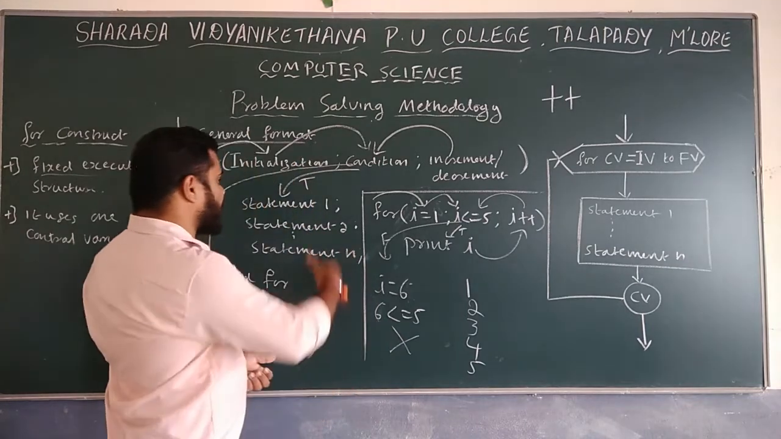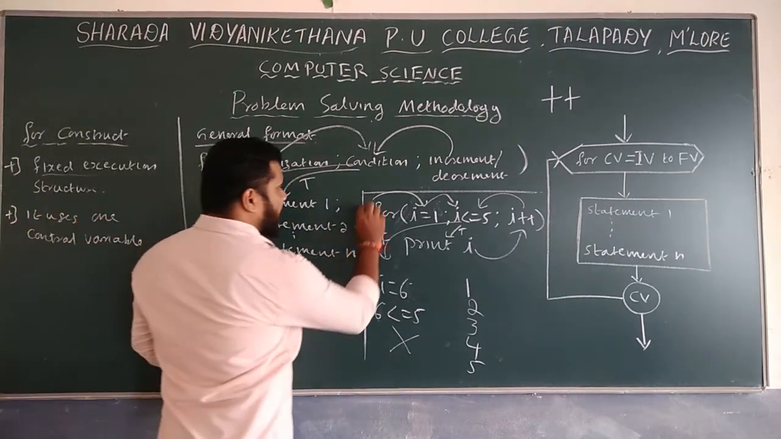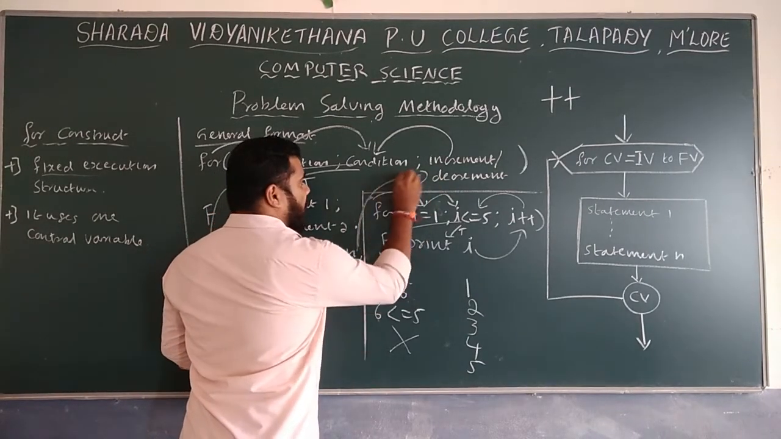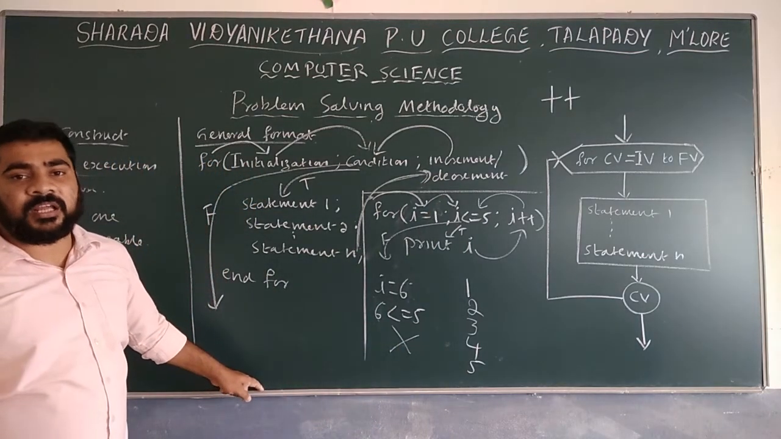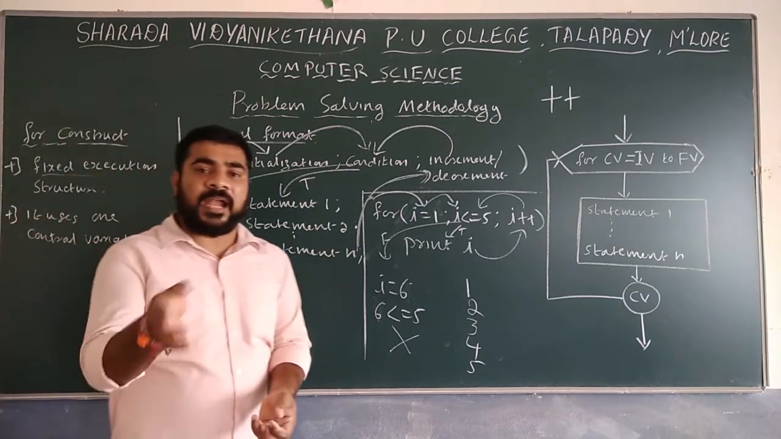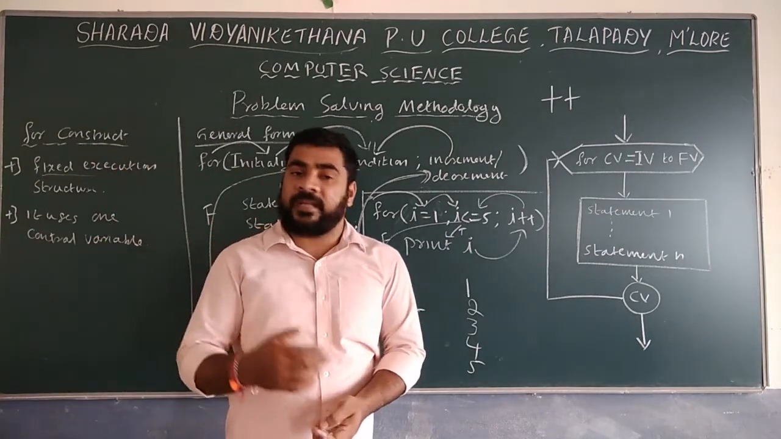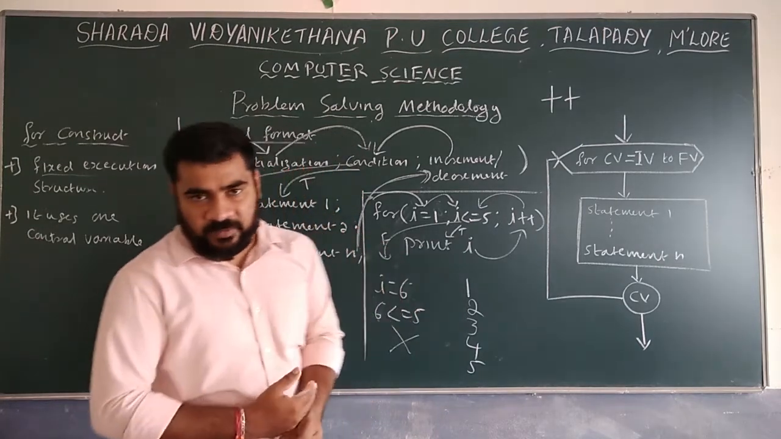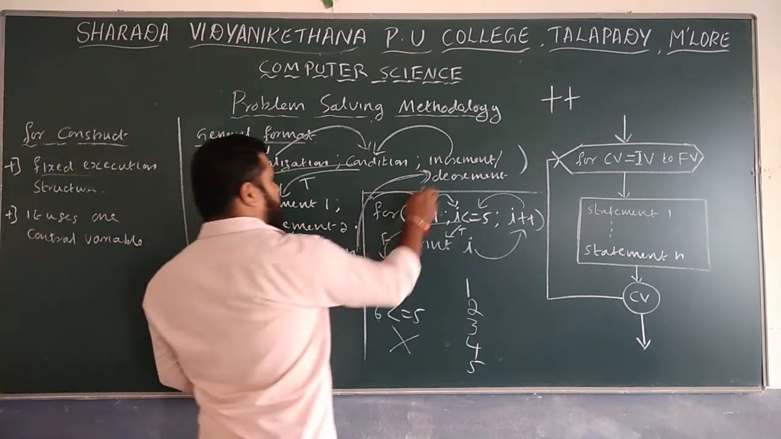Whenever the condition is true, the statements are going to execute. After executing the statements, the variable is going to increment or decrement. Increment means adding one to the same variable. Decrement means subtracting one from the same number. After increment or decrement, the next step is the condition.